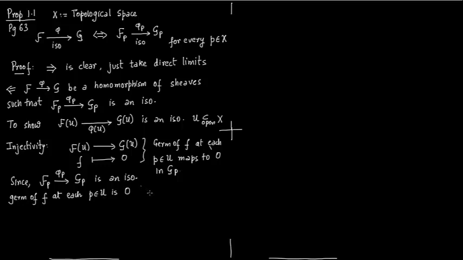But by the previous lemma there is this injective map from F(U) to the direct product of F_p. So since you are 0 in F_p, you have to be 0 in F(U).